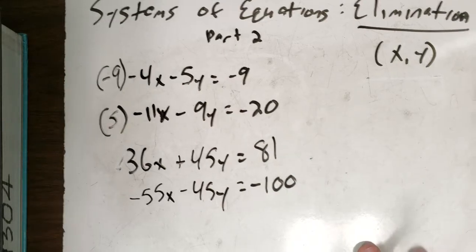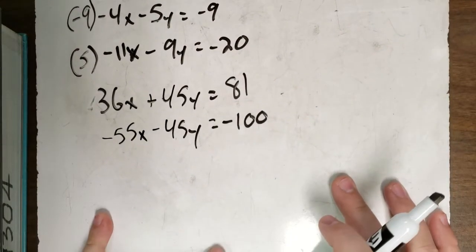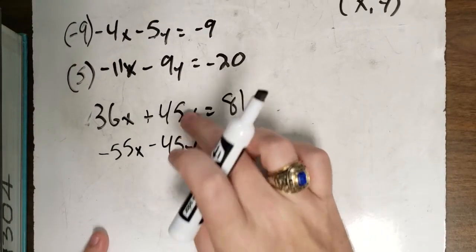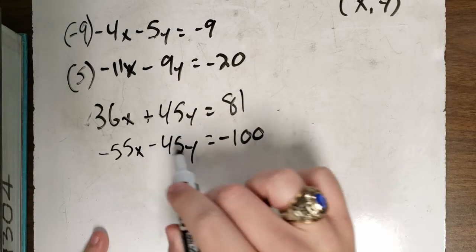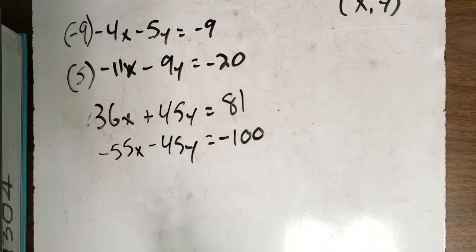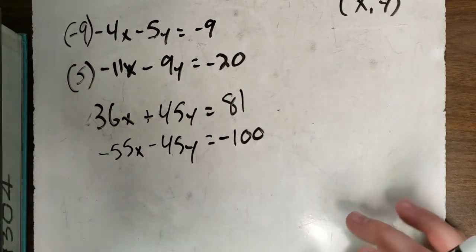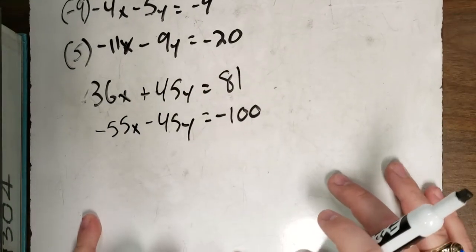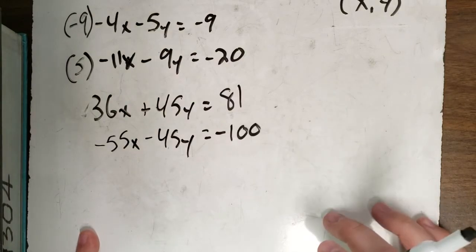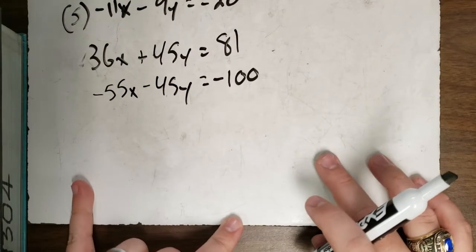Stay with me, ready? Now, we have gotten our y's to cancel out. We have a positive 45 and a negative 45. That's what we wanted. We wanted something of the same thing that was positive and negative to cancel out, adding straight down. That's what we wanted. So, we're done with these ones up here for now. Let's go and cancel out, okay?